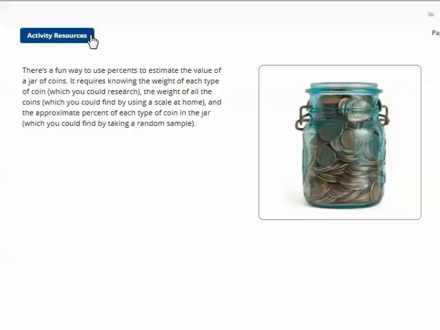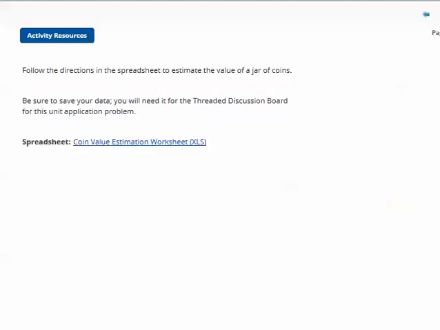There is a part of the lesson, an activity in the lesson that you're going to be doing. It's a fun way to use percentages to estimate the value of the coins in a jar. This requires knowing the weight of each type of coin, which you could research. You can find how much each coin is supposed to weigh, and the weight of all the coins. You can do this by putting it on a scale, and it'll tell you the approximate percentage of each coin in the jar, and then you can do it by taking a random sample.